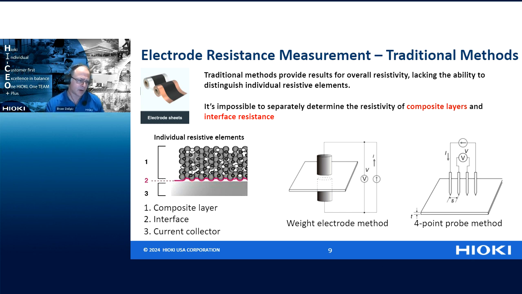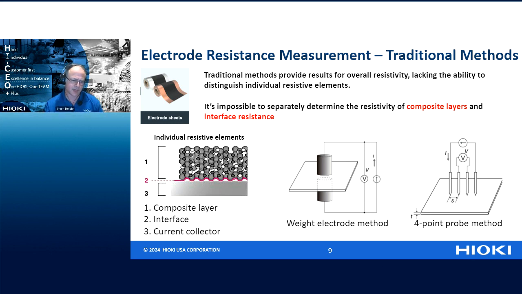So it's important to know, obviously, that an electrode sheet comprises the composite layer and a current collector, but there's also the interface between the composite layer and current collector. So we can see the electrode sheet as at least 3 individual resistive elements.